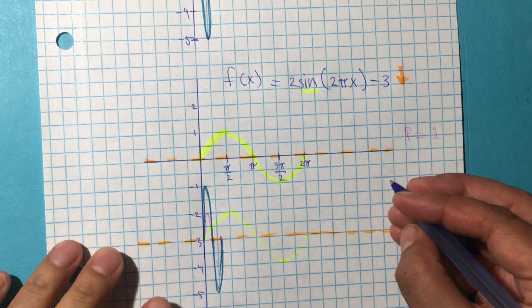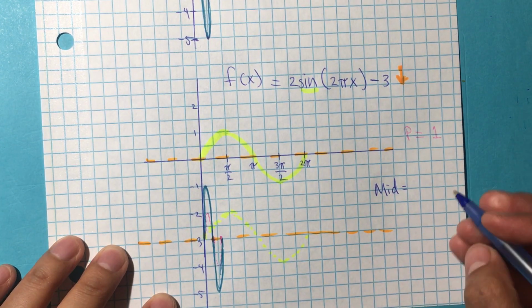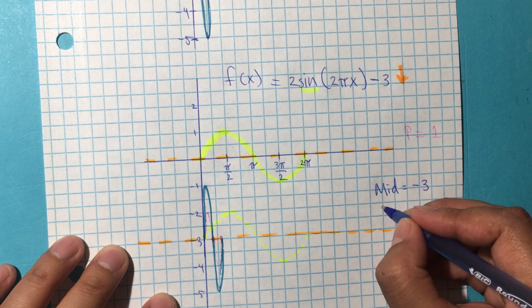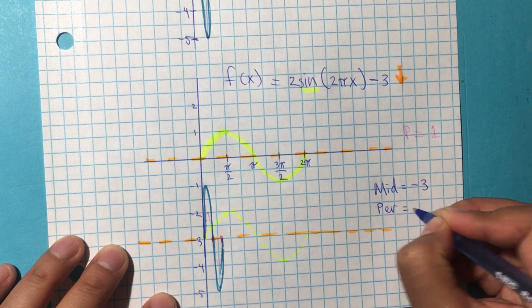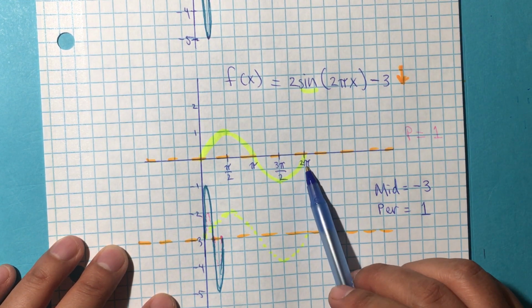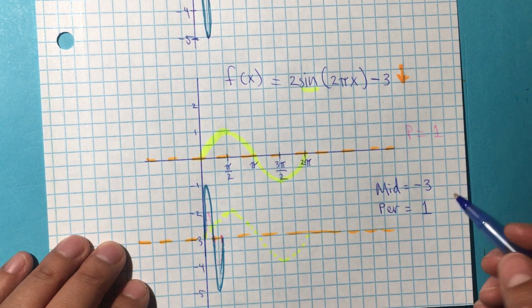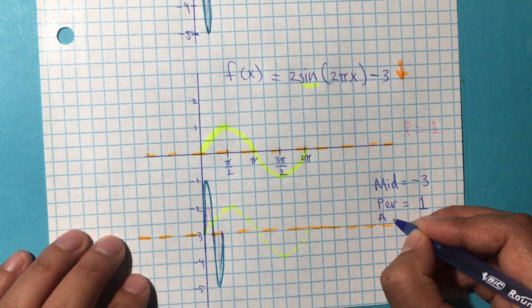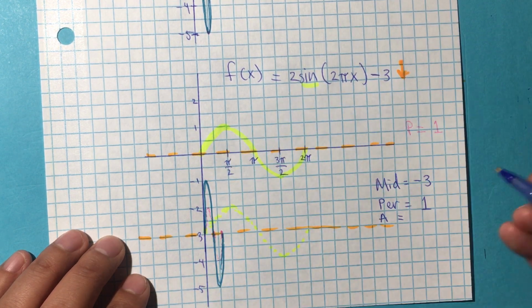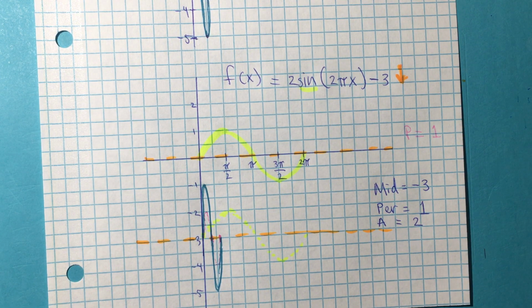Okay, now we can say that the midline is -3 because it went down 3 spaces. The period is equal to 1 because before it was 2 pi, but now it's only 1 space, right? And for the amplitude, that's just twice as much. Okay, so you're multiplying by 2. So those are the descriptions for this graph.